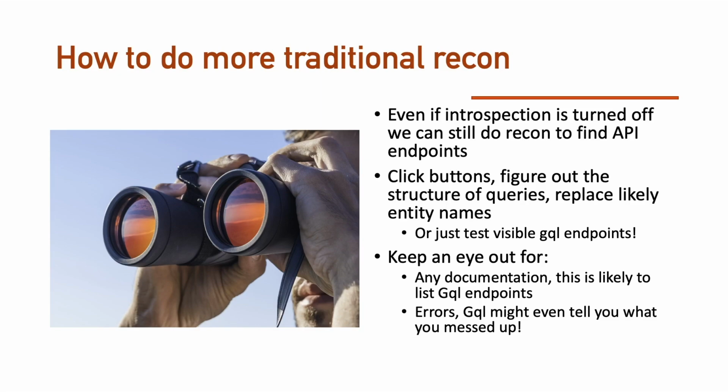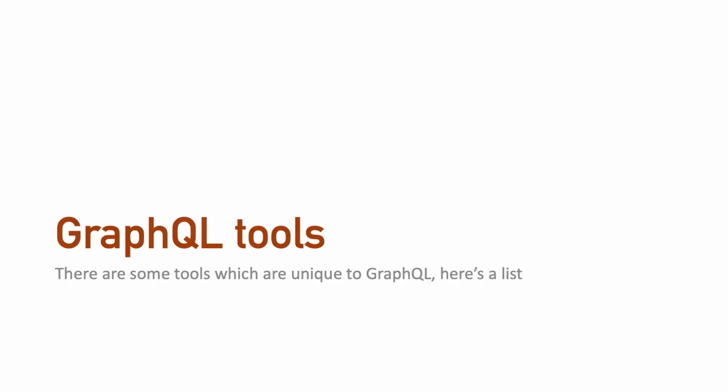Test for visible GQL endpoints. Just hit a button, see what that calls, and test those. Keep an eye out for any documentation. It might just list GraphQL endpoints. If you have an error, GraphQL might just tell you what you messed up. You misspelled return all the information from the database when you typed in info, right? So sometimes errors can be quite useful for finding out GraphQL bugs.